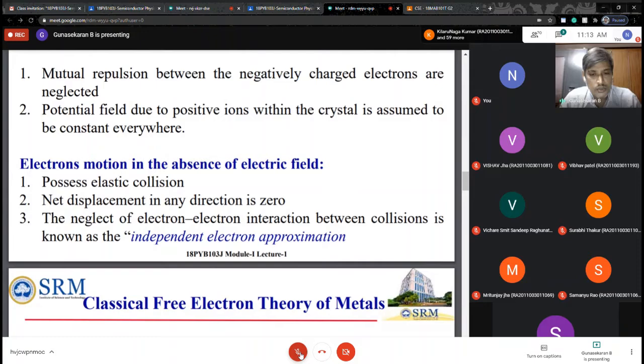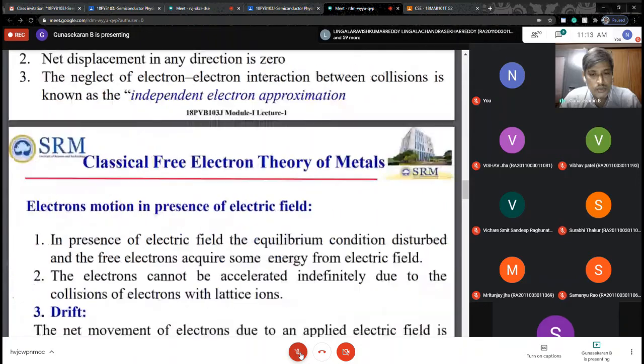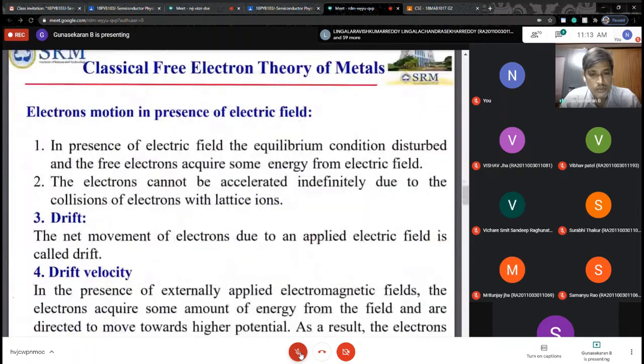And you say that is drifted. So the drift concept is coming here. In the presence of an electric field, the equilibrium condition is disturbed, and the free electrons acquire some energy from the external electric field. Again they move, but this time maybe the velocity increases, or some may lose energy, meaning velocity decreases. So the electrons are accelerated and drifted. That's why the name drifting is coming.